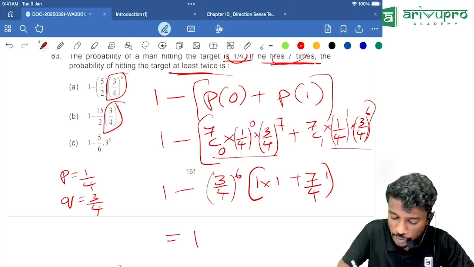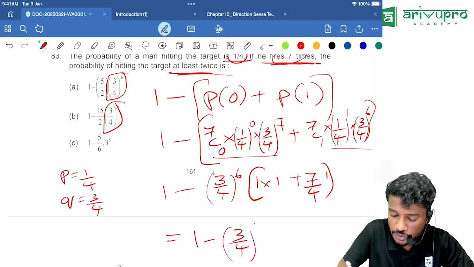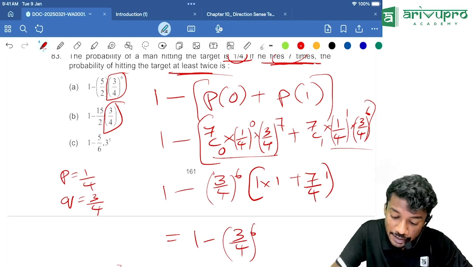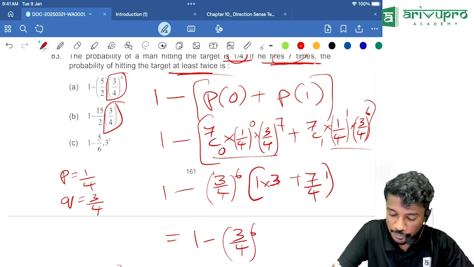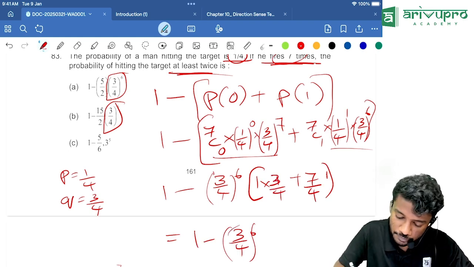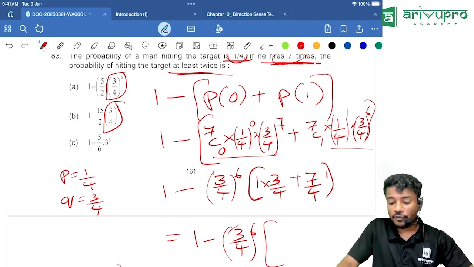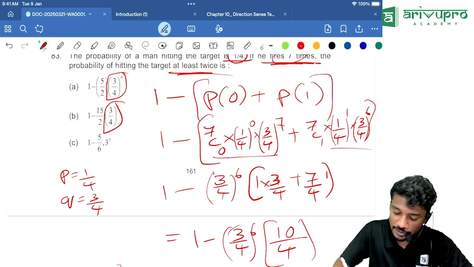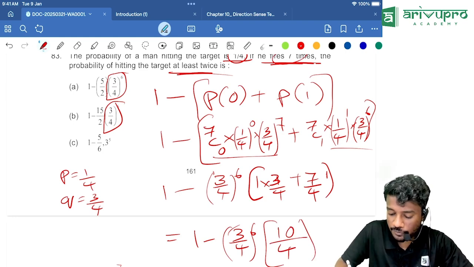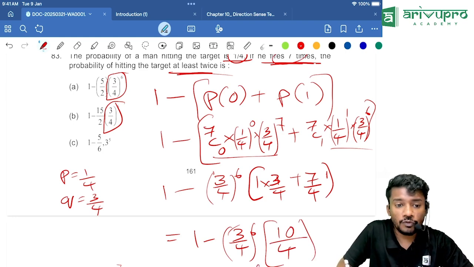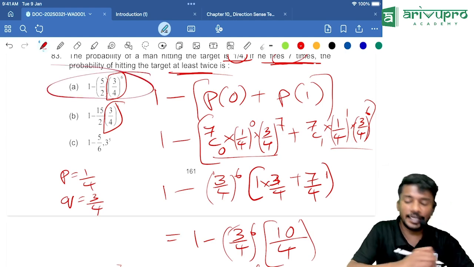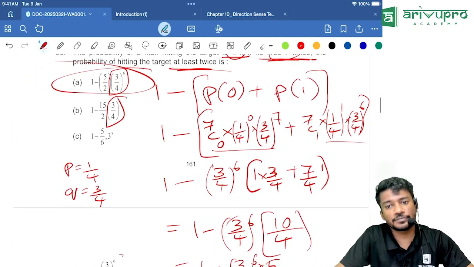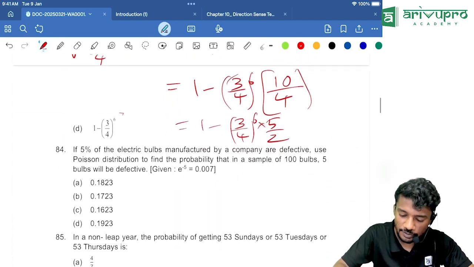Now that is equal to (3/4) raised to 6, and here 3 by 4 is there, right? Okay, perfect. 3 by 4 plus 7 by 4, that is 10 by 4. And what is the answer? (3/4) raised to 6 into 5 by 2. Option A is our answer. Good question, right?